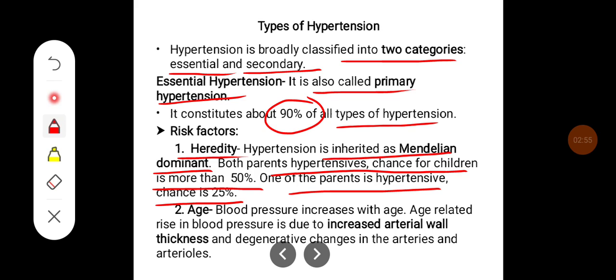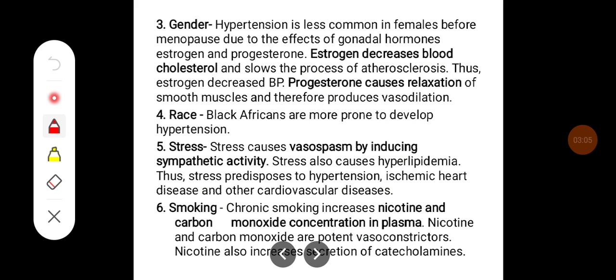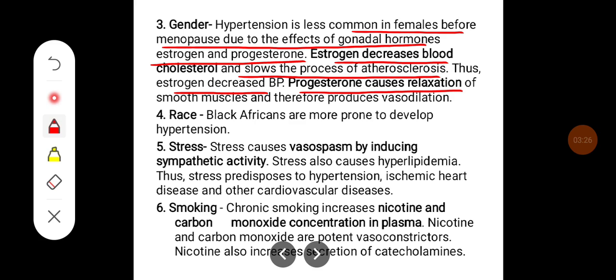The blood pressure increases with age. Age-related rise in blood pressure is due to increased arterial wall thickness and degenerative changes in the arteries and arterioles. Hypertension is less common in females before menopause due to the effects of gonadal hormones estrogen and progesterone. Estrogen decreases blood cholesterol and slows the process of atherosclerosis. Thus, estrogen decreases the blood pressure. Progesterone causes relaxation of the smooth muscles and therefore produces vasodilatation.